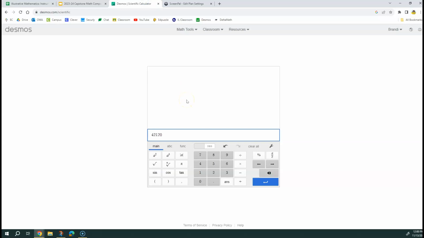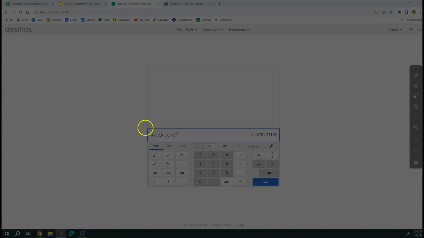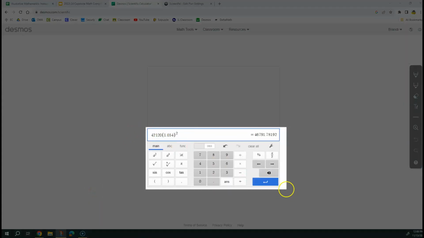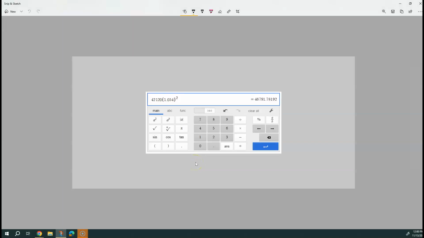So 42,120 times the quantity 1.054. Okay. And then for 2 years, I'm just going to use the squared button right there. And that comes out to $46,791 and about 78 cents. So once again, I will use that snip tool to grab just this piece of the calculator. I don't need the whole page, so I can just use this piece.